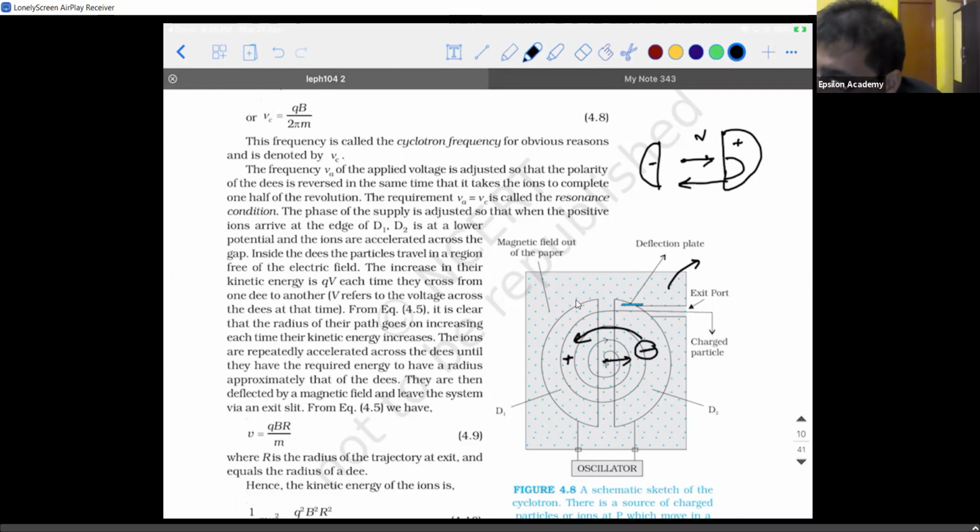As a result, since the velocity is increasing, the radius will also increase. R is equal to mv by qB. So radius and velocity are directly proportional to each other. When velocity is increasing, the radius of the circular path will increase. Again, what are we supposed to do? By the time half the circle is completed in the other D, again change the polarity.